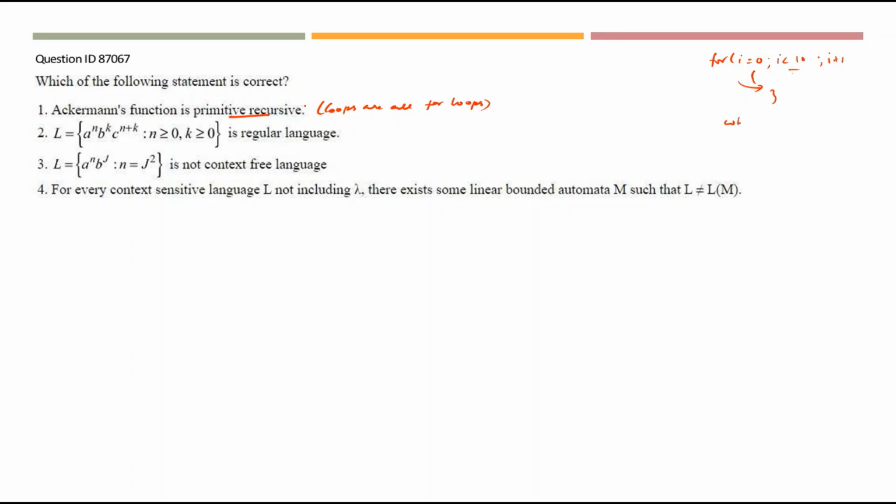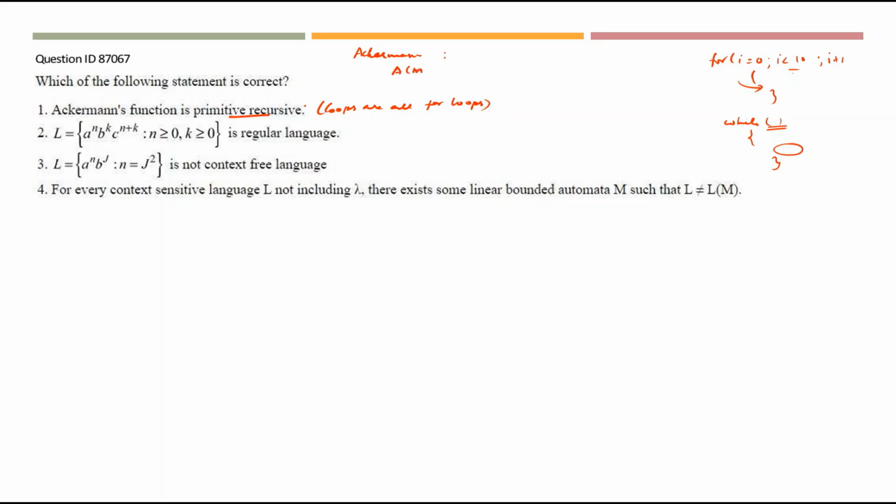But if you take the case of a while loop or do while loop, the condition will be checked here and the increment of the condition will happen here. So only in a for loop is this possible. So this is called a primitive recursive function. Let me give you the Ackermann's function and then tell you whether it is primitive recursive or not.